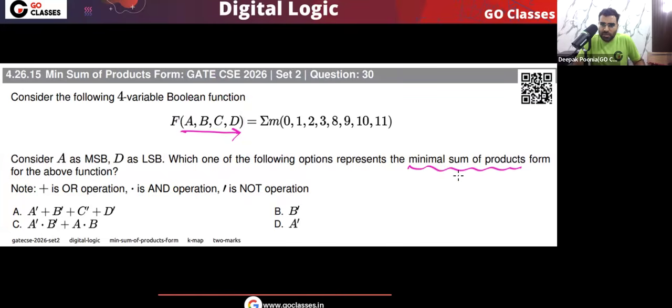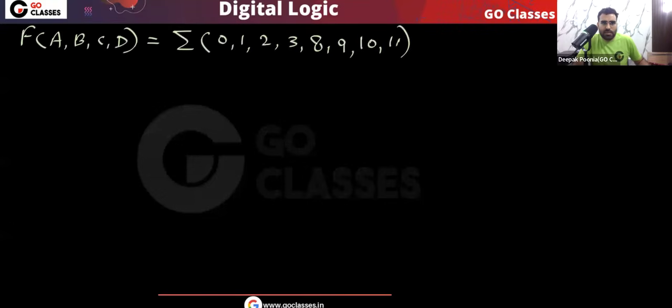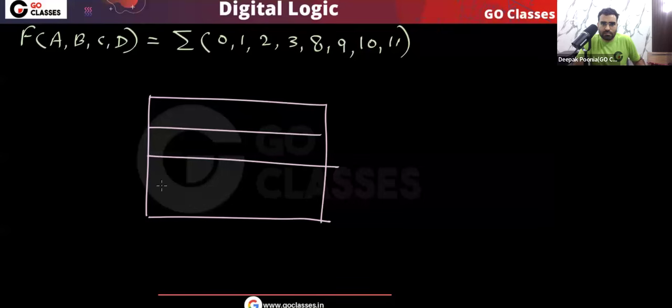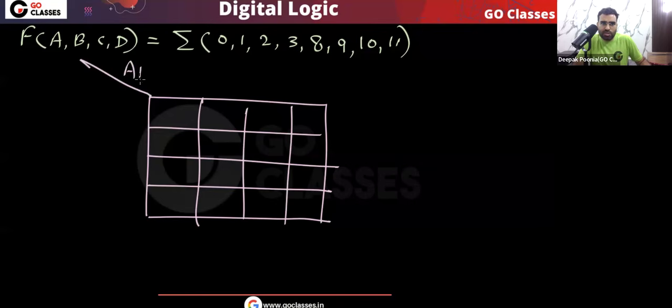Whenever the question asks you for minimal SOP, then always think about K-map. Okay, so you make a 4 variable K-map, then from the K-map you find what is minimal SOP. So let's find the K-map here. This is the given function. Let me make 4 variable K-map. Let me put variable AB, which are most significant variables, on the column, and let me put variable CD, which are least significant variables, on the row. Okay, so 00 01 11 10, this numbering you already know. This is the standard numbering of K-map.